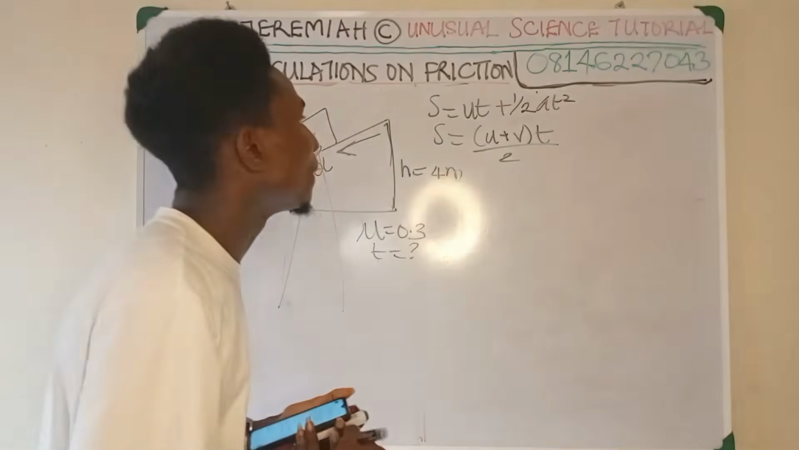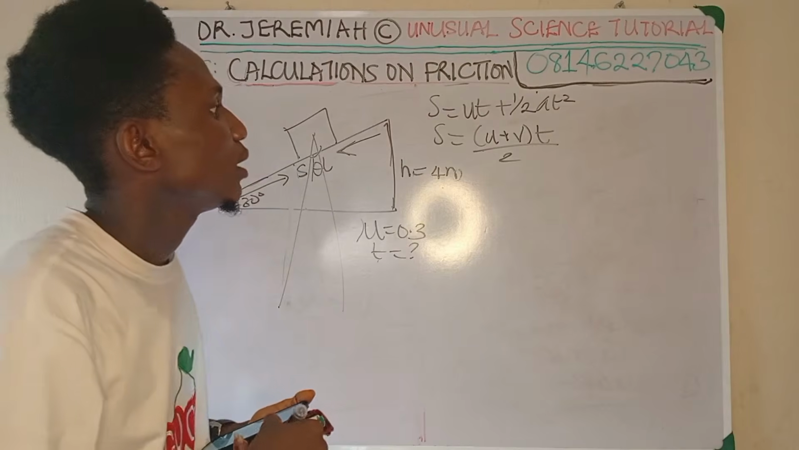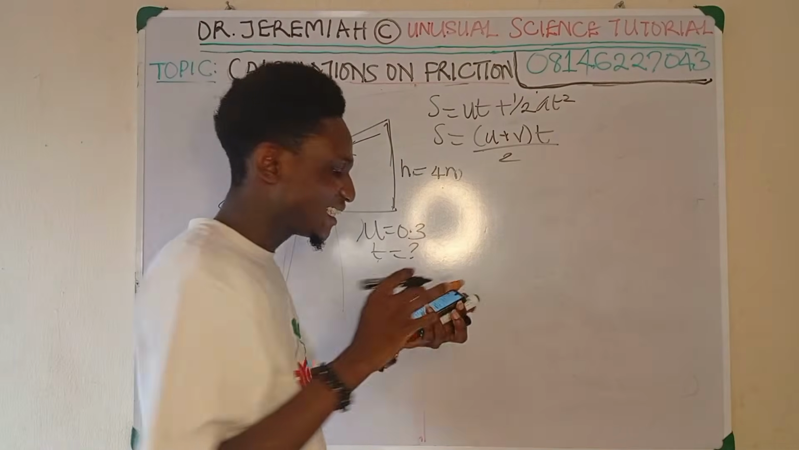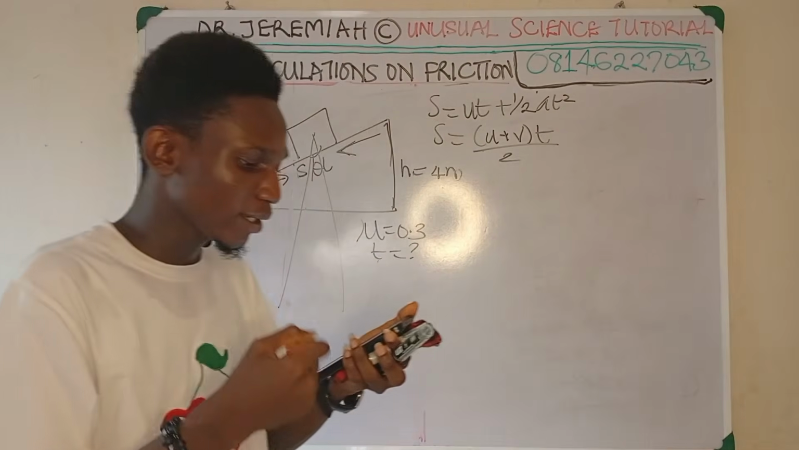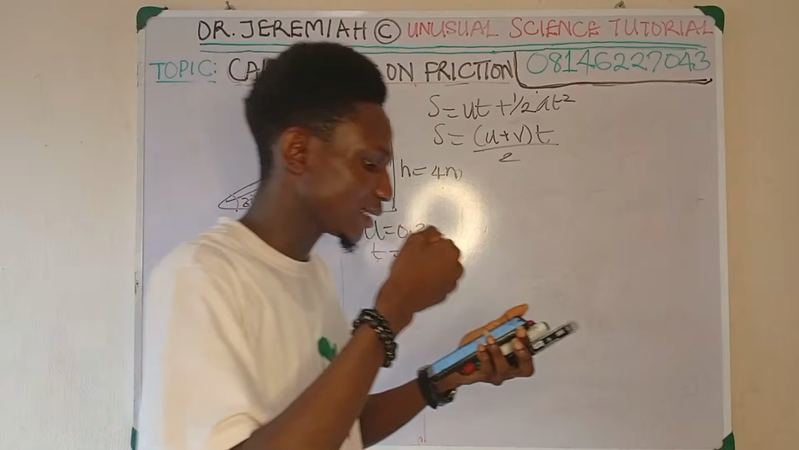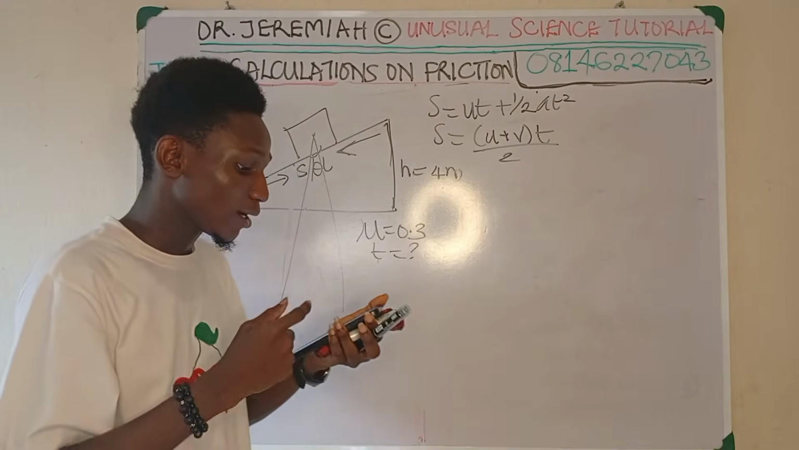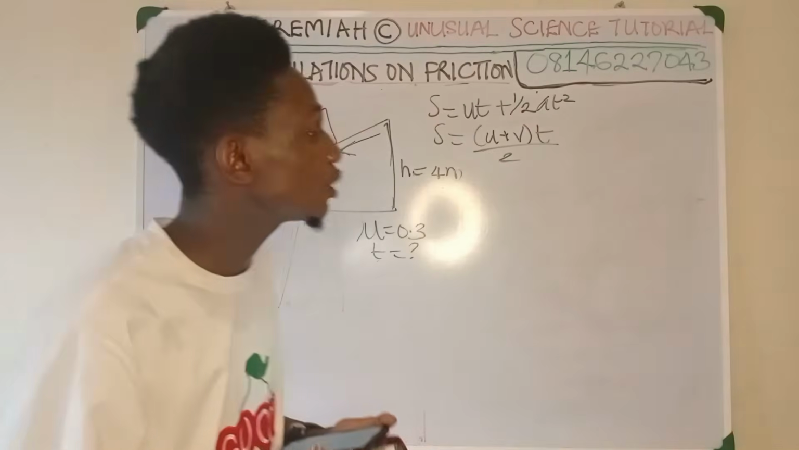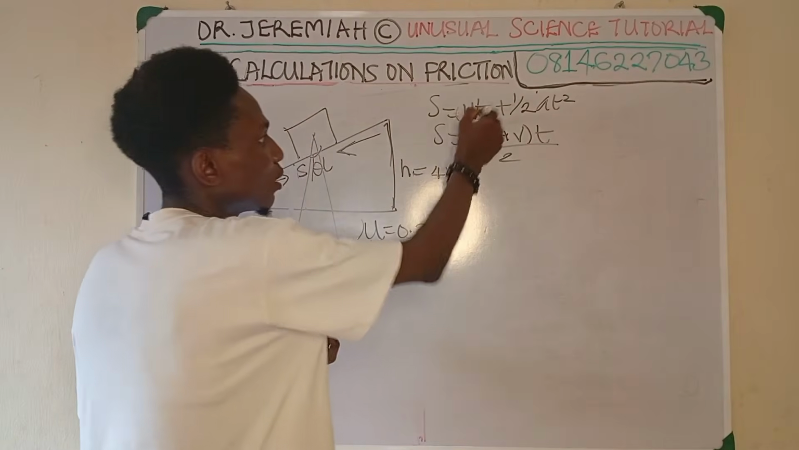Now let's quickly eliminate between both of them, because we have to eliminate one. We're not given initial velocity here. It just said it's released from rest at the top of the plane, inclined at 30 degrees to the horizontal and 4 meters high. So he told us that it's released from rest, so initial velocity is 0. So we know both of them here.